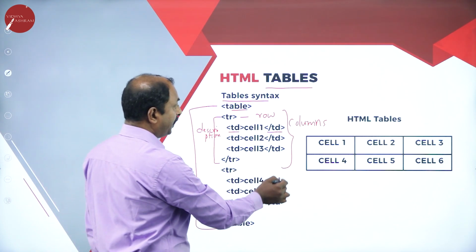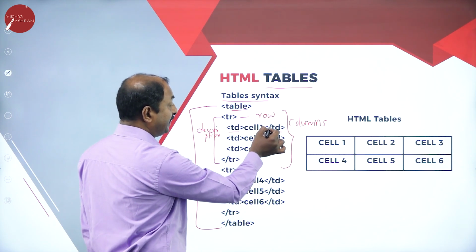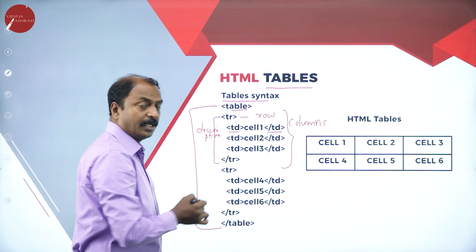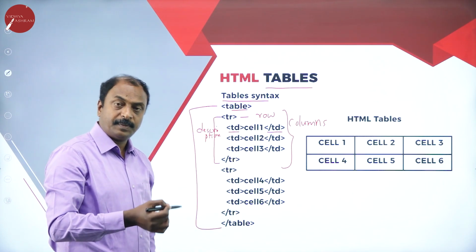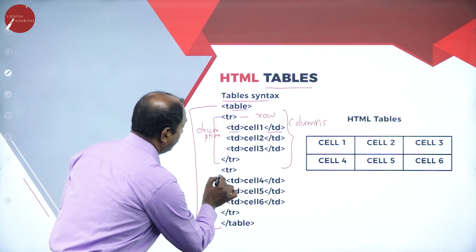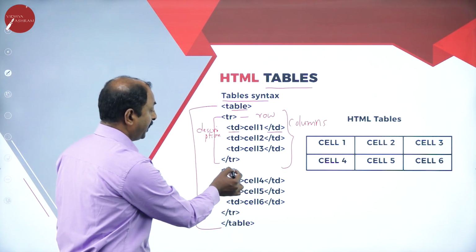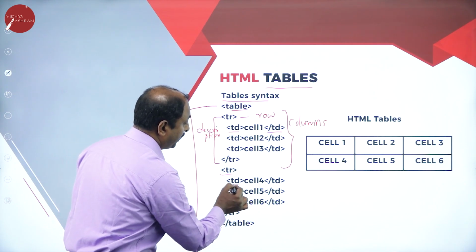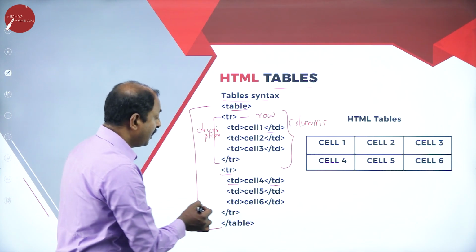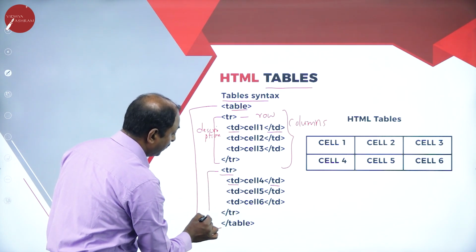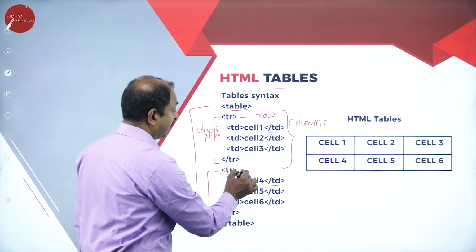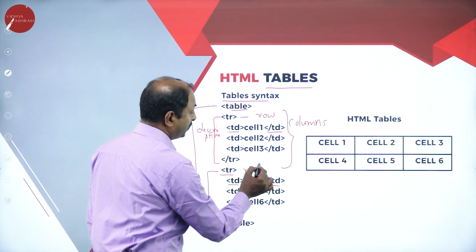So in this example, TR is one row. Inside this, we have 3 columns, cell 1, cell 2, and cell 3. One row, 3 columns. Similarly, if you want one more row of data, start again with a TR tag, again open TD and close TD. So we can have a number of items or data, and again we close the TR tag here. So this is the closed TR tag. So this is another row, the second row.